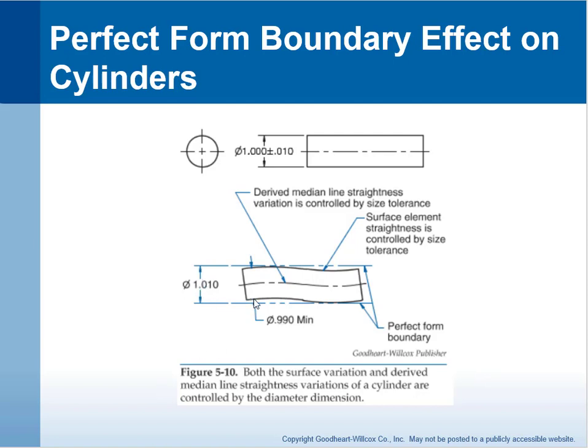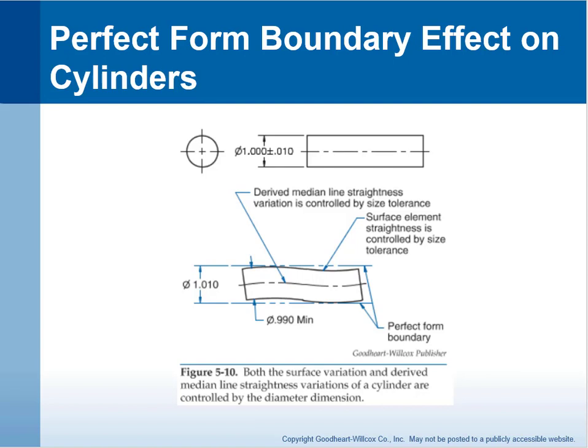So what we're depicting here is that inside this perfect form boundary, if my part was actually made within tolerance down to 990 thousandths, I have more room for surface variation, okay? Because perfect form is required at MMC. But as the part deviates from MMC, I have more allowance for form variation.